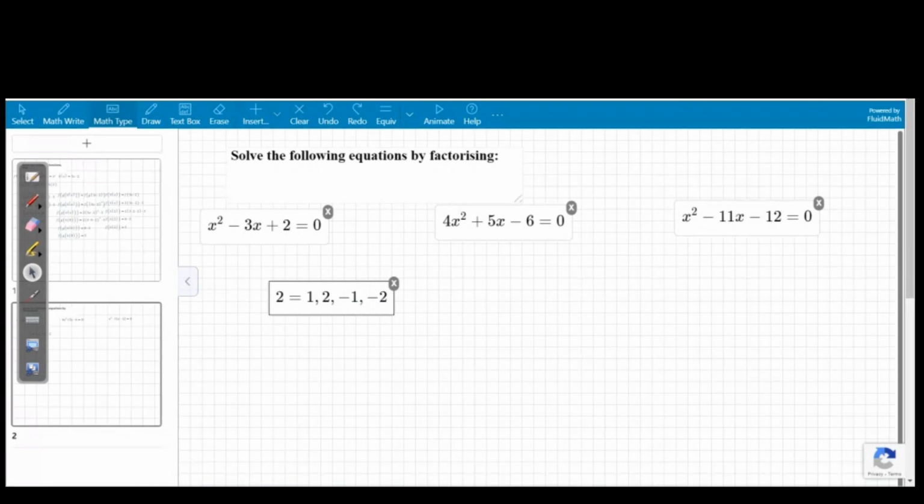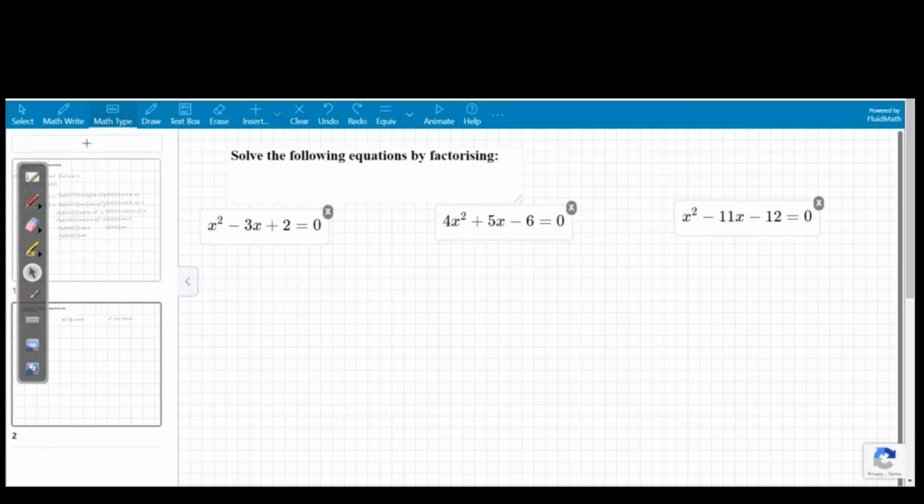Now, when we are considering these factors, we need to look at the combination of them that gives us 2, and at the same time, when we add them, it should give us -3. Clearly, 2 times 1 gives you 2, but 1 plus 2 doesn't give you -3. So we'll use -1 and -2. -1 times -2 gives us +2, and -1 plus -2 gives us -3. So that's what we're going to use.